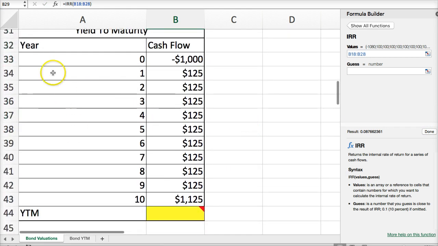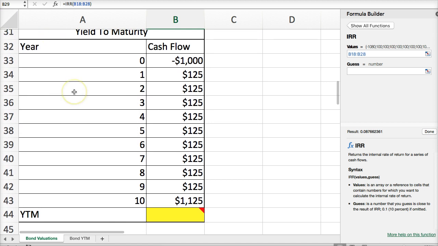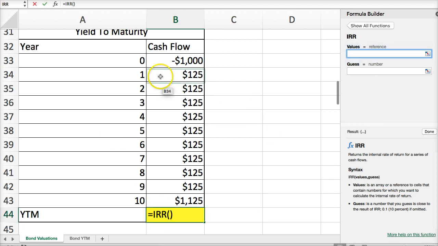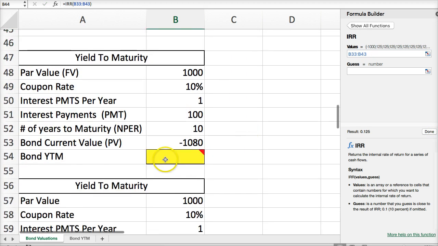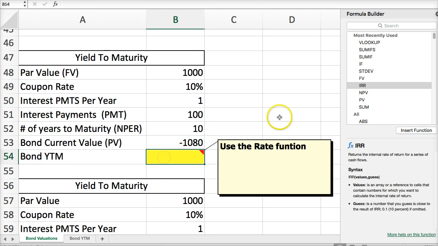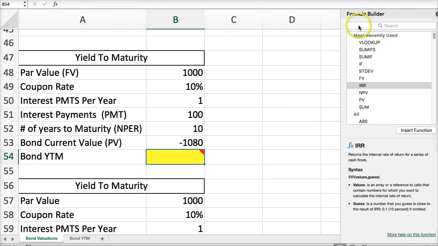So I'll give you a chance, try to calculate that in this second example yourself. Okay, so again, we use that internal rate of return function, highlight everything, done, and it calculates the yield to maturity. Now, another way to calculate yield to maturity is we could use the rate function. So let's call up, search for the rate function.